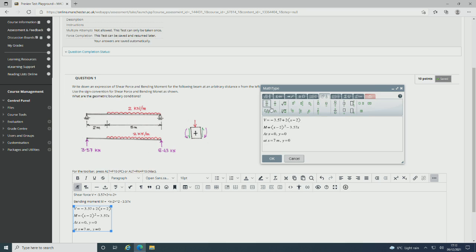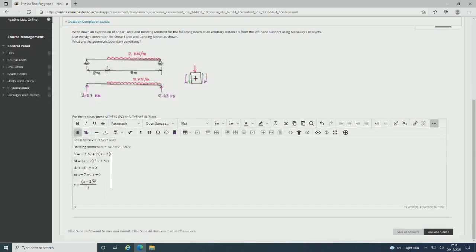If you have to divide something, let's say you want to say y equal to something, x minus 2 whole square over 3. So something like this. So x minus 2 square over 3, for example. So you could use that as well. So it will put it in that way. So that is one thing I want you to be familiar with.